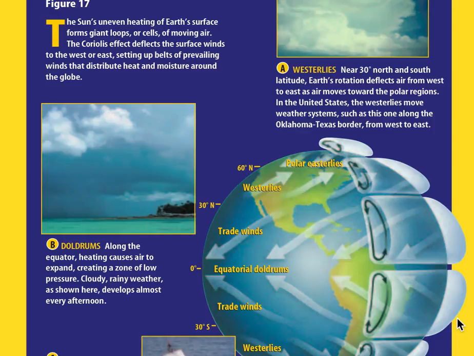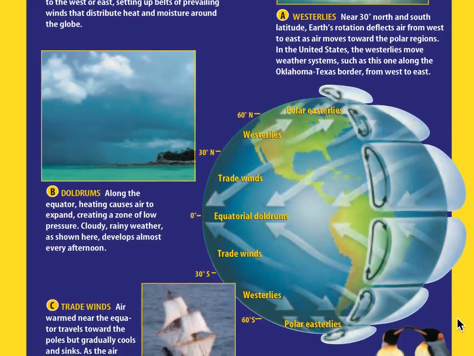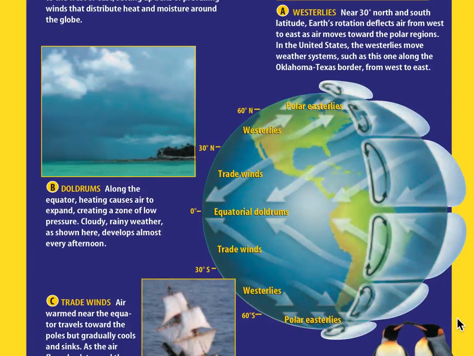Westerlies. Near 30 degrees north and south latitude, Earth's rotation deflects air from west to east as air moves towards the polar regions. In the United States, the westerlies move weather systems, such as this one along the Oklahoma-Texas border, from west to east. Doldrums. Along the equator, heating causes air to expand, creating a zone of low pressure. Cloudy, rainy weather, as shown here, develops almost every afternoon.